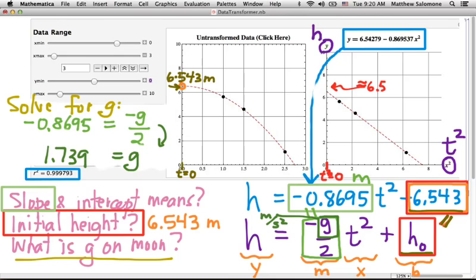So on our transformed axes, what are the units on the vertical axis? My vertical axis was a measurement of height. So the units on my vertical axis are meters. Meanwhile, what about my horizontal axis? On my horizontal axis, I had t squared. So what are the units in my horizontal variable here? Seconds squared, exactly. And now, how do you, on any linear graph, get units for the slope?